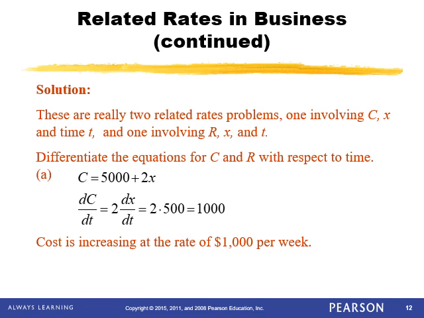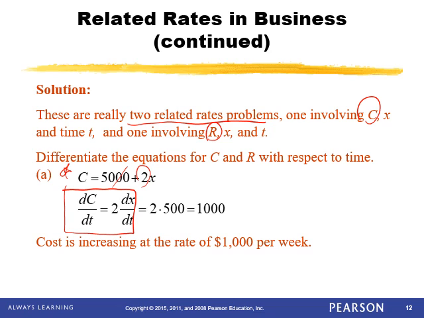So we're going to be really doing 2 problems, right? One involving the cost and one involving the revenue. So let's take a look at the cost first. We're basically going to take the derivative of this function, 5,000 plus 2x, with respect to time. And so this is nice because the derivative of 5,000 is 0, and the derivative of 2x is just 2. And so here is our derivative.